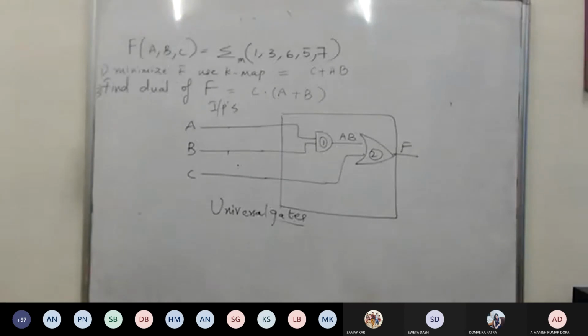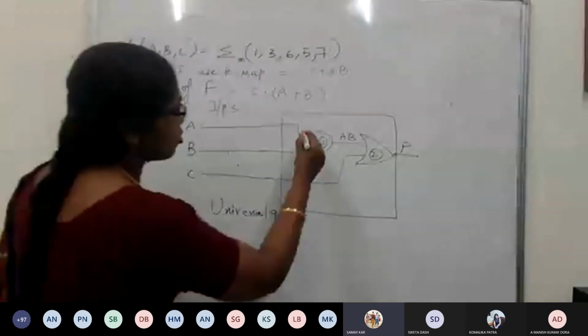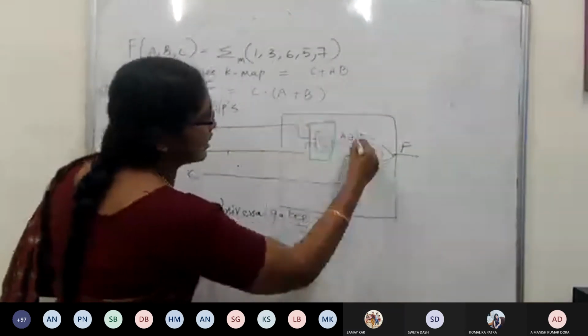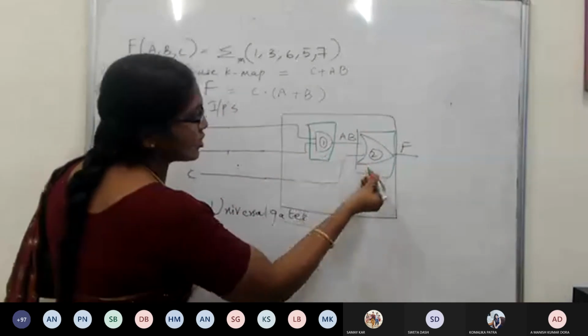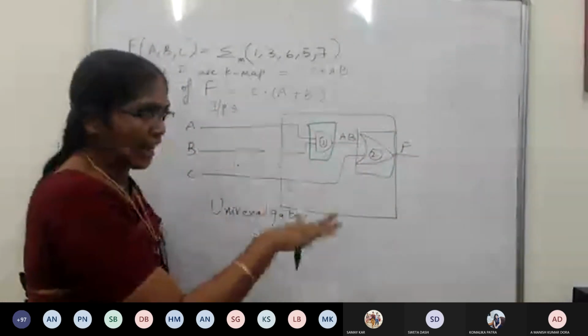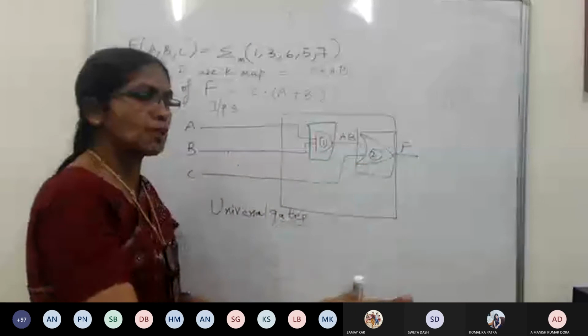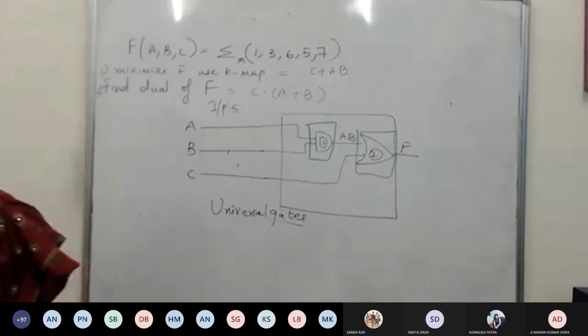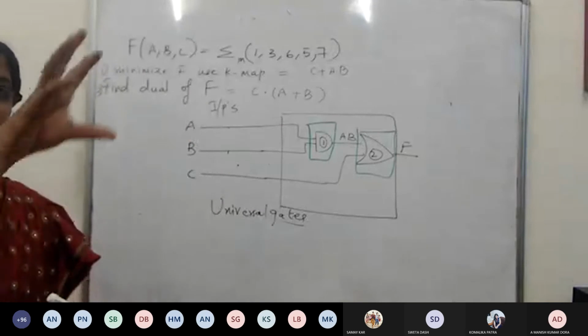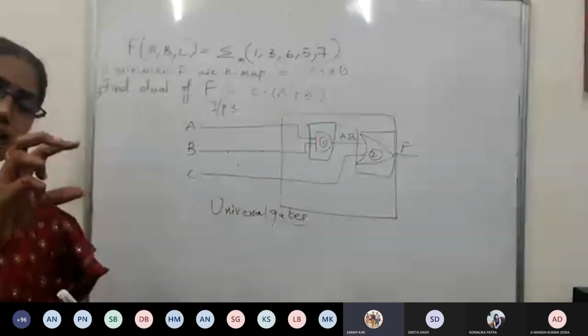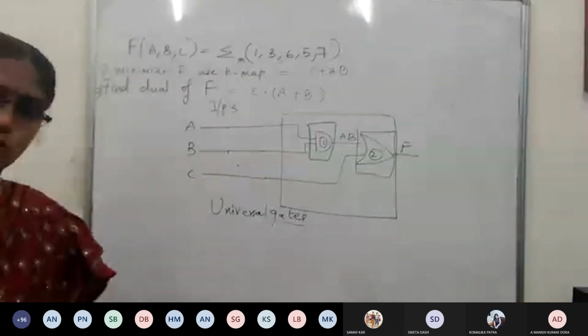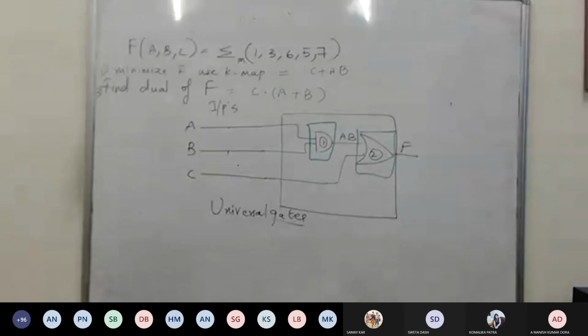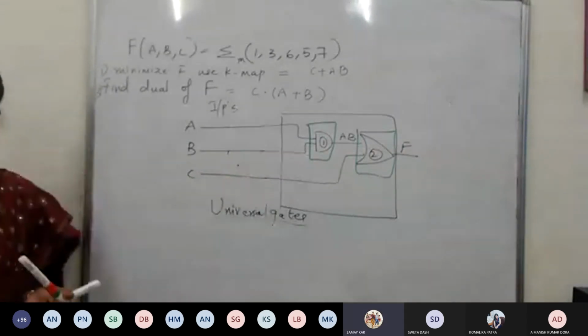Yes, ma'am. So in my box, this green colored AND gate should be replaced with only NAND gates. This one also should be replaced by only NAND gates. I'm just trying to check whether you have the basic knowledge of how an AND can be realized using NAND gates. How many minimum NAND gates are required to realize a 2 input AND gate?